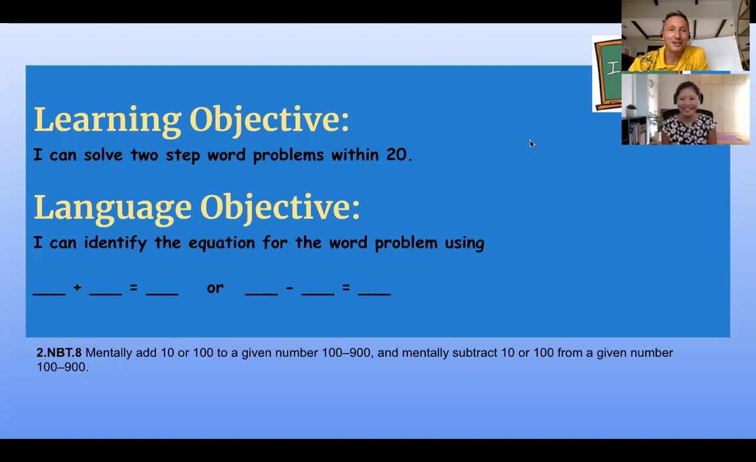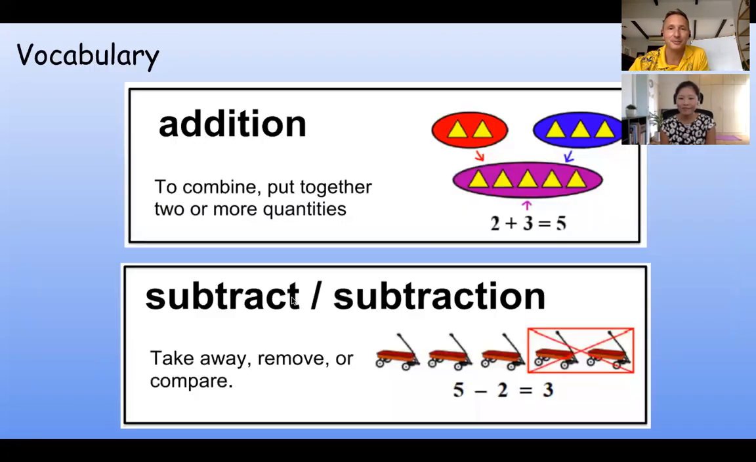All right. So today's math lesson, your learning objective is I can solve two-step word problems within 20. Your language objective is I can identify the equation for the word problem using these sentence frames. So checking to see that you have an addition sentence or could be a subtraction sentence. And we're going to give you some problems to practice. All right, here we go.